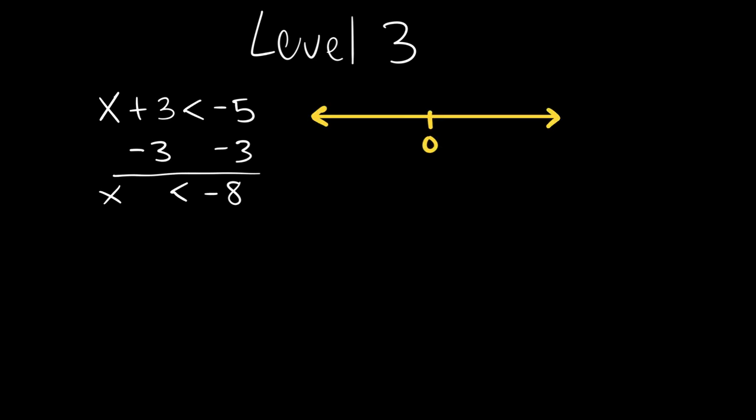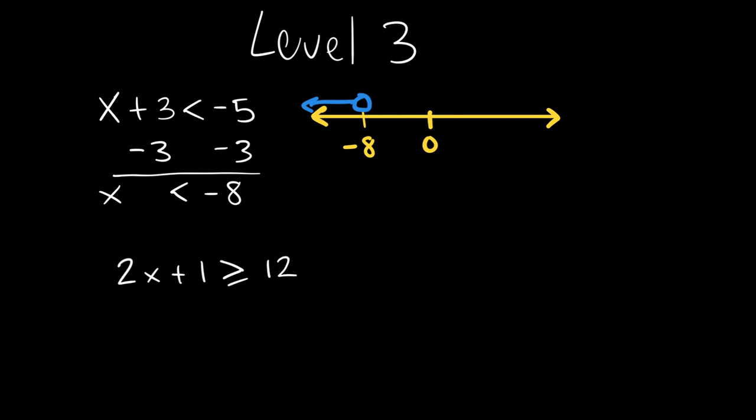Negative 8 is somewhere over here, and we would have an open dot because we're not including negative 8, but we're starting at negative 8. Then all the numbers smaller than negative 8 go to the left. As we're asked to solve, this would be our solution, and this would be the corresponding graph for the solution.